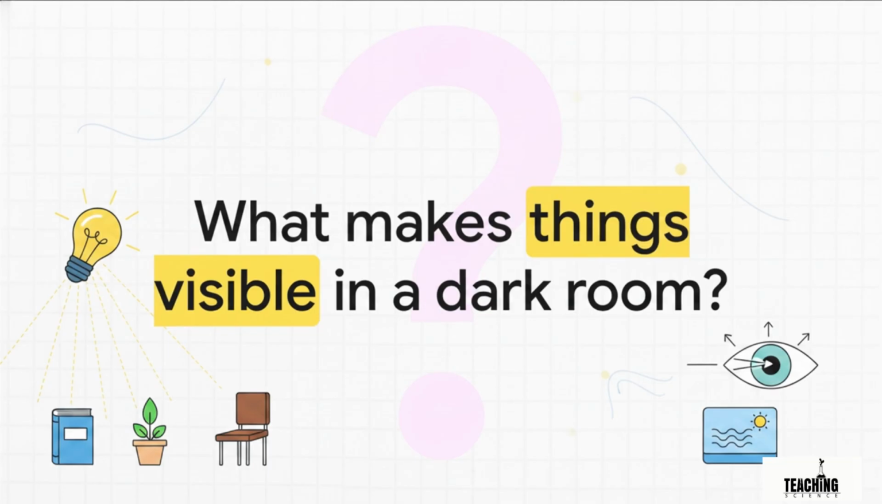Basically, an object reflects light that falls on it. When this reflected light travels in straight lines and enters our eyes, that is exactly what enables us to see things. Today, we'll explore exactly how this incredible phenomenon works.